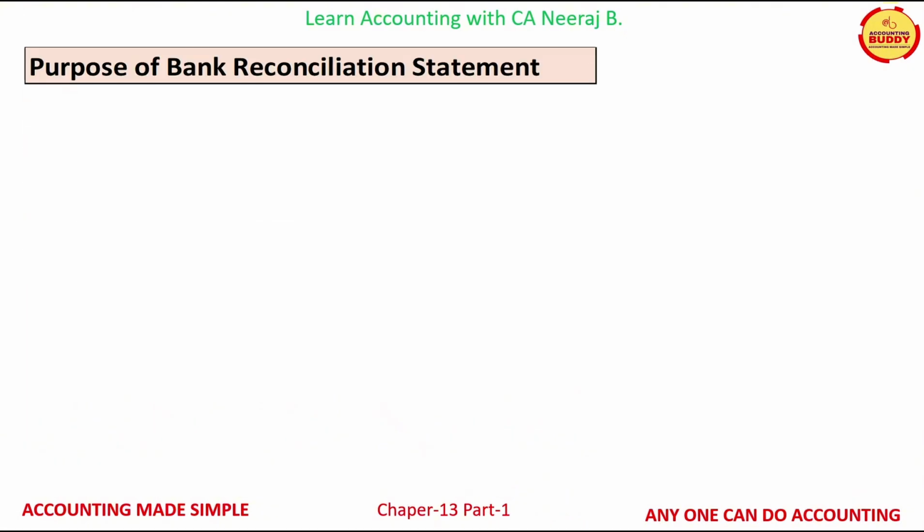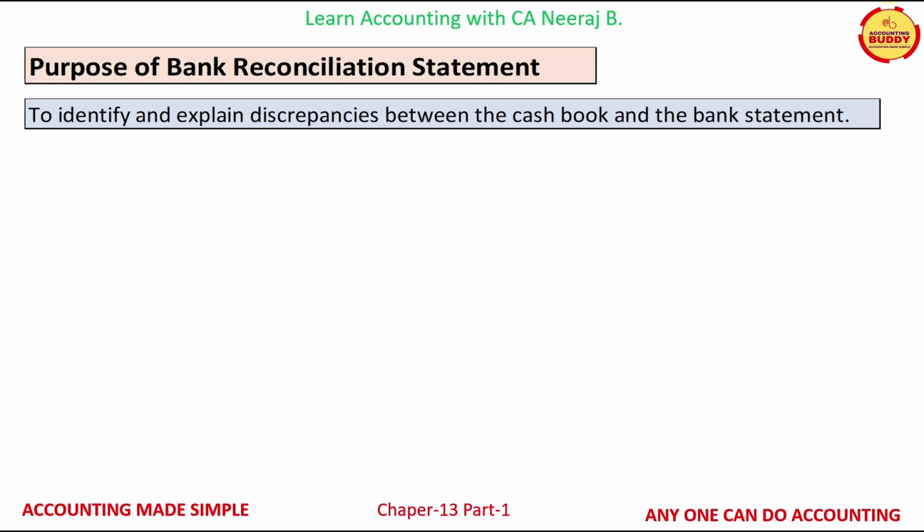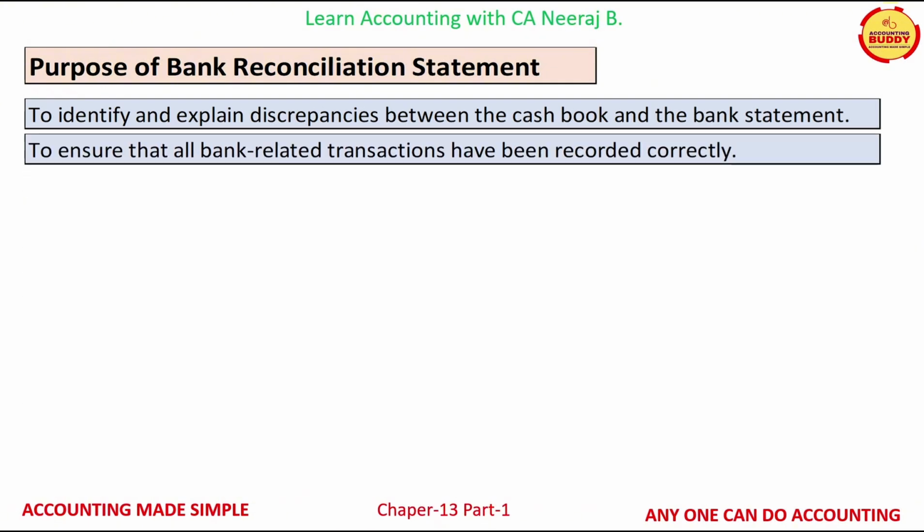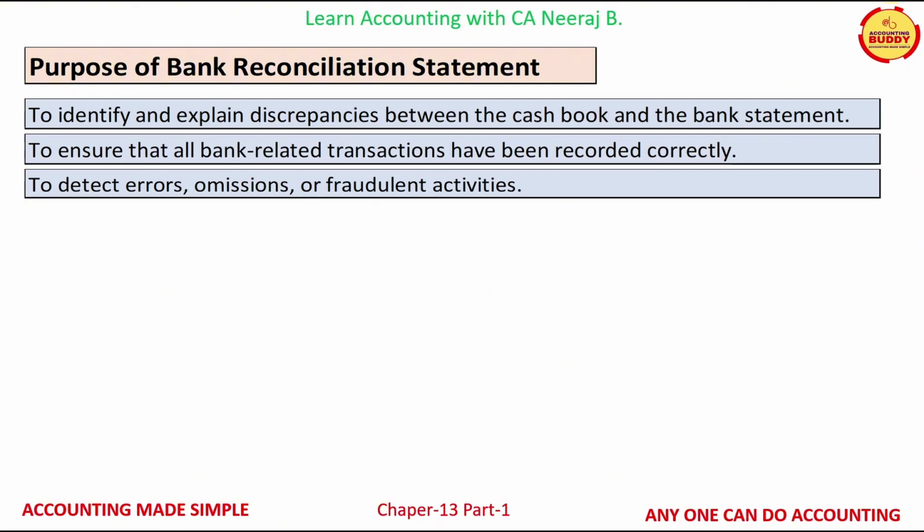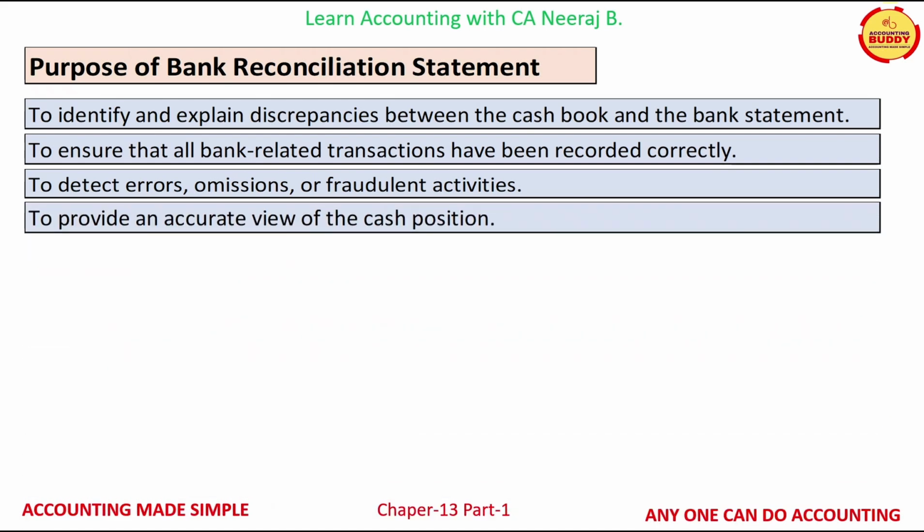Let us now understand the purpose of bank reconciliation statement. The main purpose of bank reconciliation statement is to identify and explain discrepancies between the cash book and the bank statement. Bank reconciliation statement also ensures that all the bank related transactions have been recorded correctly. It also helps to detect errors, omissions, or fraudulent activities. It also provides an accurate view of the cash position.